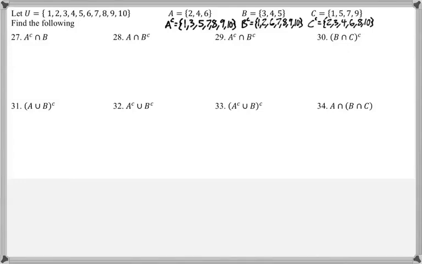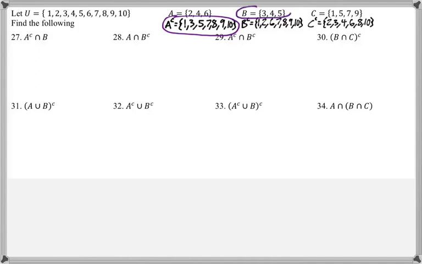For questions 27 through 34, we are given the universal set and sets A, B, and C. And it's going to be helpful to know what the complements of set A, B, and C are. So as you can see, I've already found what those three complements are, and I've listed them underneath the original sets. So for 27, we are trying to find the intersection of A complement and B.